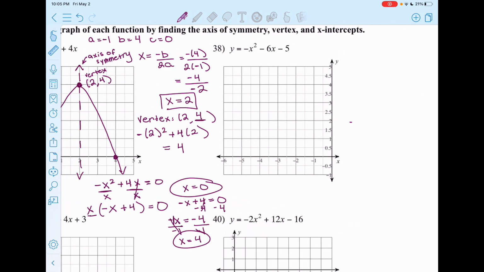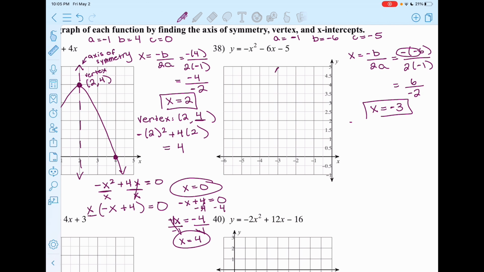So step 1, I'm going to find my axis of symmetry using x equals -b over 2a. So labeling my a, b, and c values, a is -1, b is -6, and c is -5. So plugging this in, I have -6 divided by 2 times -1. Whenever I have two negatives right next to each other, that turns into a positive. And then 2 times -1 is -2. 6 divided by -2 is -3. So my axis of symmetry is the line x equals -3.